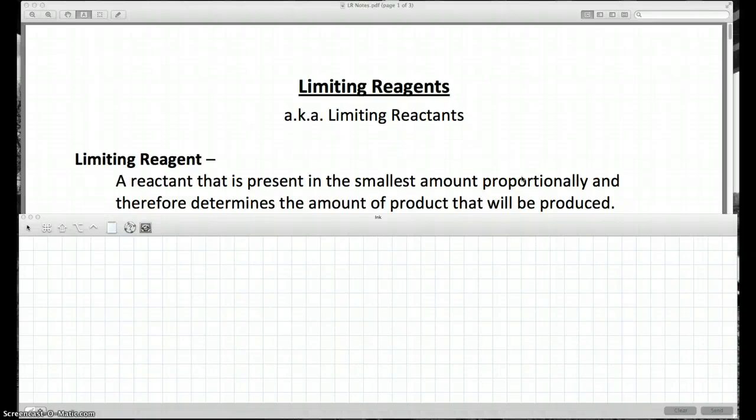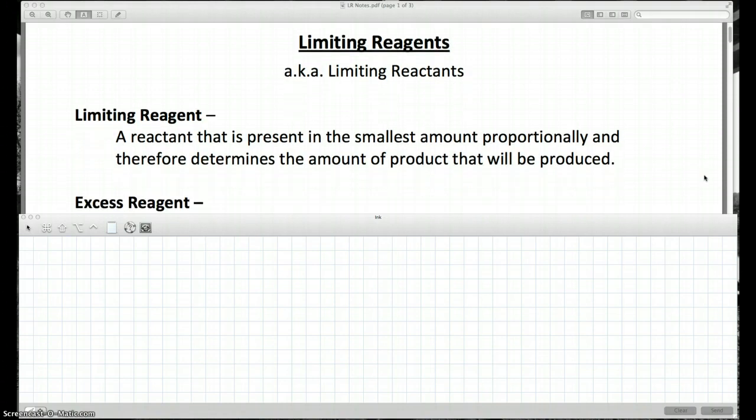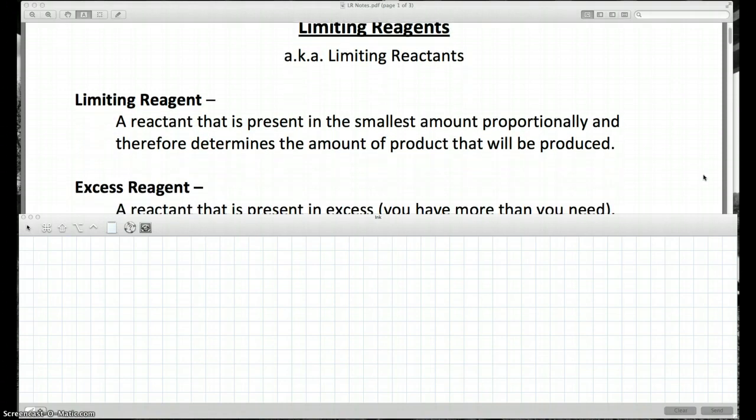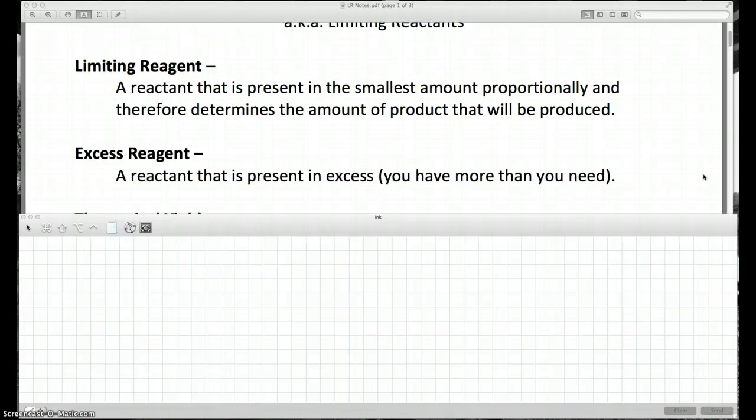Hi there. This video covers limiting reagents, also known as limiting reactants. The words reagent and reactant are used interchangeably. Traditionally, this is called limiting reagents. It begins with some vocab here, the first two being limiting reagent and excess reagent.